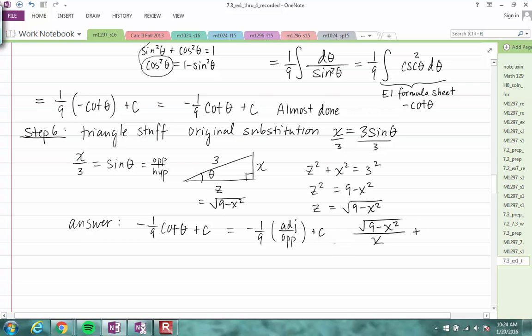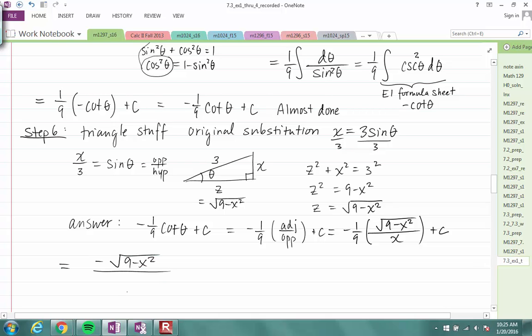And of course, don't forget constants like I just did. This was -1/9. Just rewrite it. So -1/9, and then adjacent again was square root of 9 minus x squared, and opposite was x, plus c. Pretty much done. So negative root 9 minus x squared over 9x plus c. And that's it. Long problems.